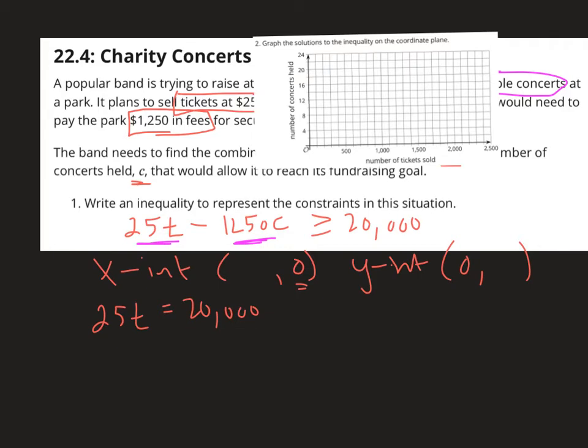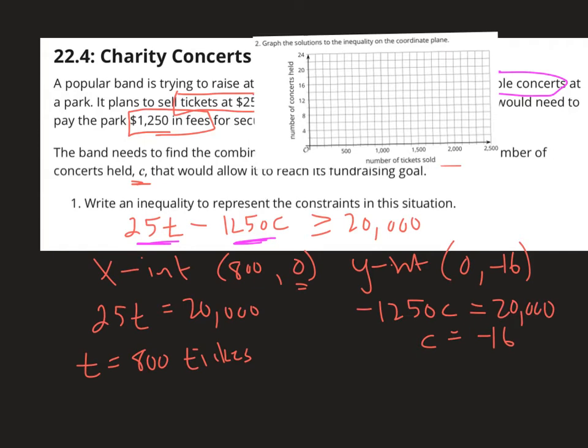And then for my y-intercept, x is 0, so the 25t disappears. I'm going to have negative 1250c equals $20,000. I'm just going to complete this off on the side. You should press pause and do this on your own first. Press pause now and calculate on your own.